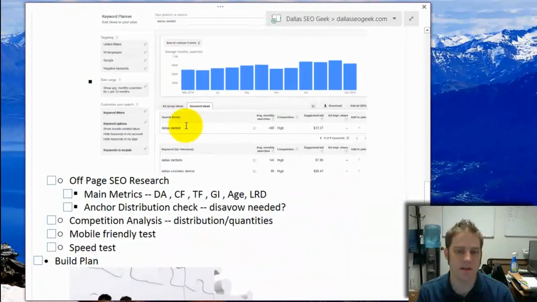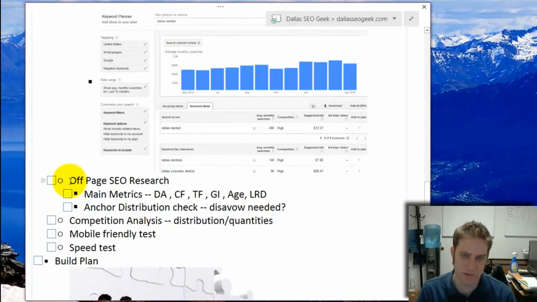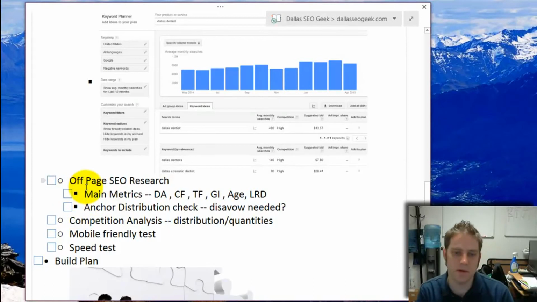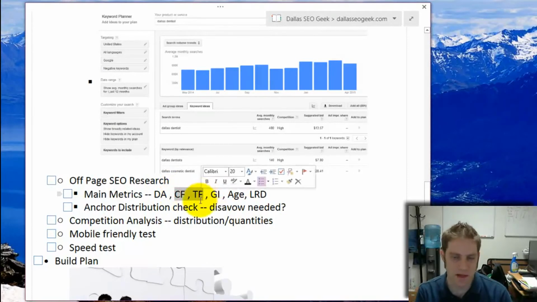The next step is to actually look at the off-page SEO. So there are 2 major pieces to SEO: what's going on on your site and what's going on off your site. And what we want to do is look at these main metrics. Domain authority is huge. Citation flow and trust flow kind of go hand in hand. These have to be kind of matched together, especially trust flow, which is really important. It's related to domain authority.